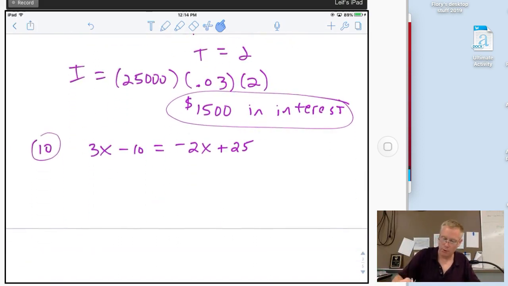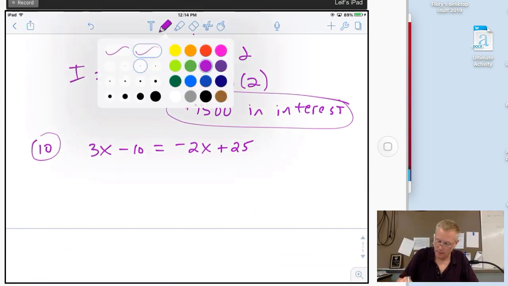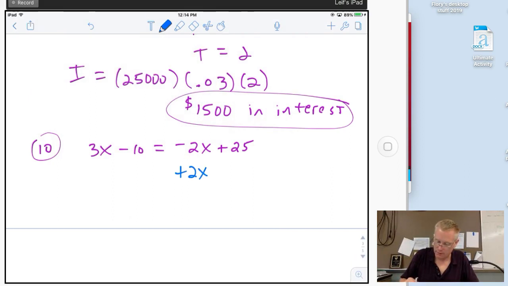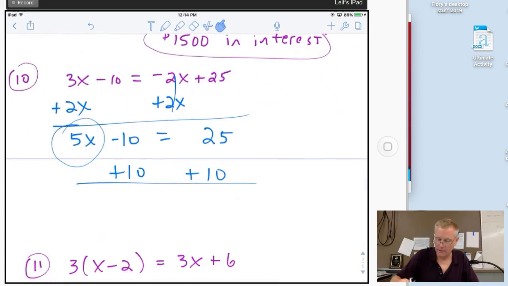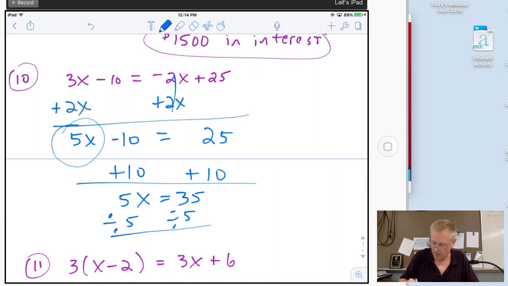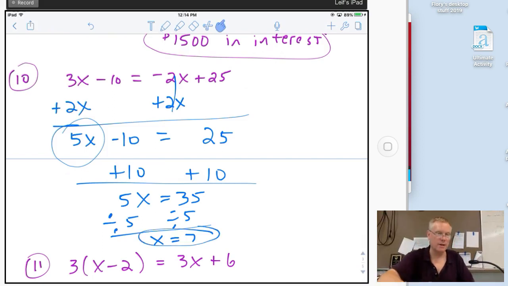A couple more quick solving equation problems. So this one, I want to bring my x's to one side. I'm going to try to keep them positive, so I think I'll add 2x rather than subtract 3x. Those cancel. I get 25, 3x plus 2x is 5x, minus 10. Next, I want to get the 5x alone, so I'm going to add 10 to both sides. When I do that, I get 5x equals 35. Last but not least, I'll divide by 5, and I get x equals 7. Okay? And you could always go plug that in and check and see if it works or not.